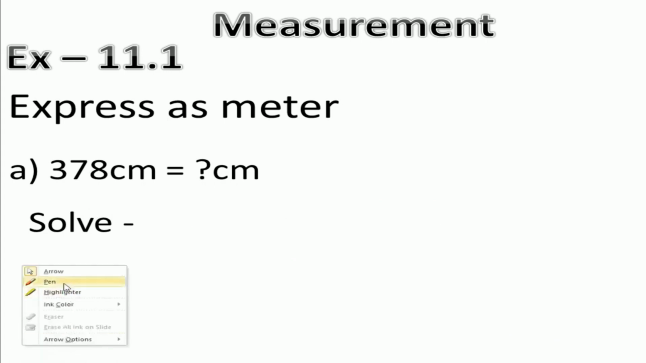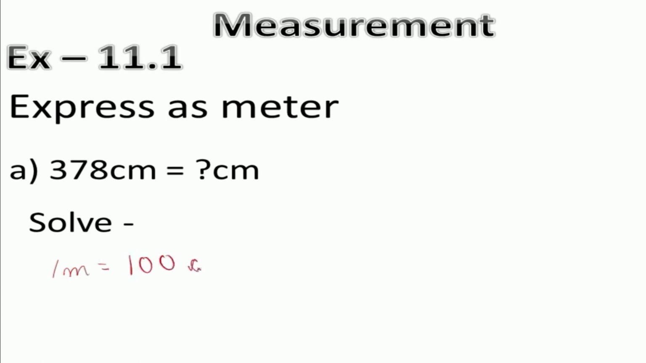A. 378 centimeter. 1 meter equals 100 centimeter. So we will divide 378 by 100. Let's divide 378 by 100.